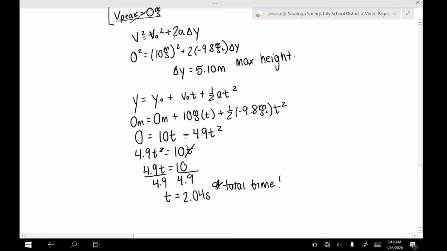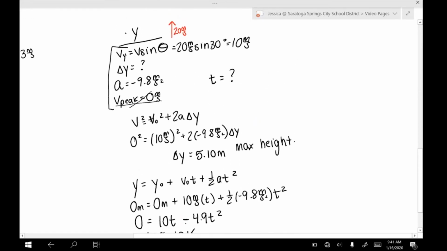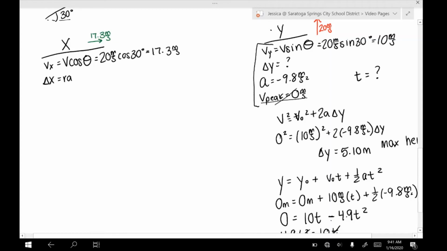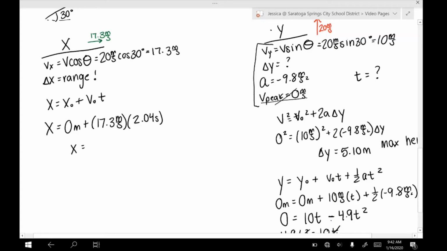Okay. So now let's say the question asked me to find my range. Range is an x direction distance. So that's my change in x. Again, that change in x is often considered the range. The only equation I can use in the x direction is my constant velocity equation. I'm looking for my final position. We can assume my initial position is 0. Velocity in the x direction is 17.3 meters a second. And remember, time is our crossover variable, so I can write 2.04 seconds here. So I can do 17.3 times 2.04, and that gives me a final x position, or a range, of 35.3 meters.